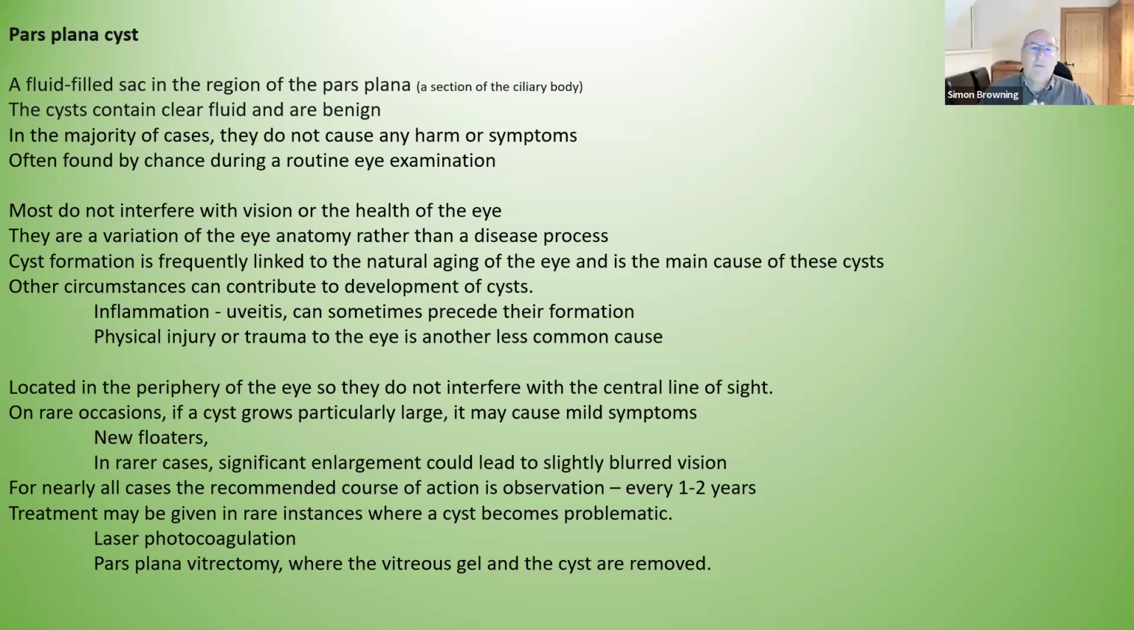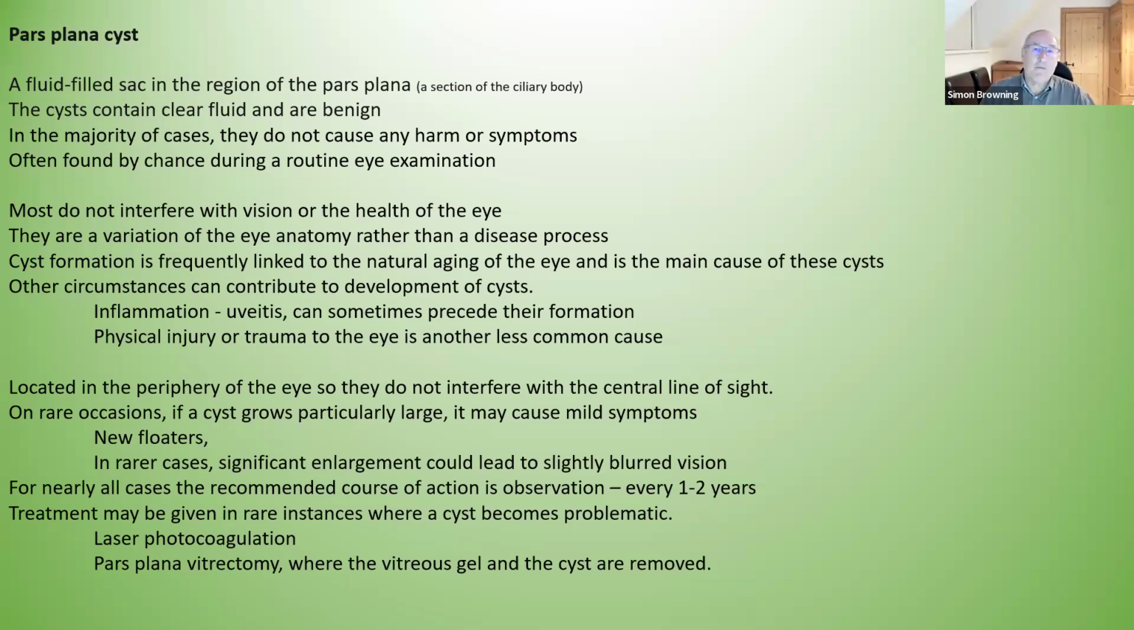Because they're located in the periphery, they don't interfere with the central line of sight. But if the cyst does grow and expand, it can cause new symptoms. So you might have somebody coming in complaining of floaters. So any patient that comes in and says about floaters, we should really be looking at that periphery, pars plana there. Significant enlargement of a cyst may well cause blurred vision, but really, again, these pars plana cysts, we want to observe them routinely every 1 or 2 years.